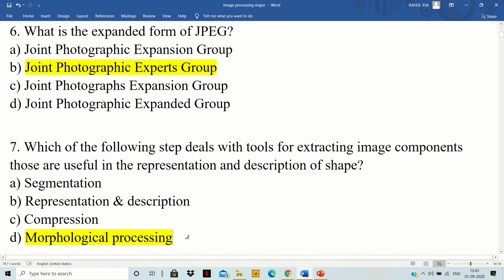Okay, because it is going to deal with tools for extracting. Morphological processing deals with tools for extracting image components that are useful in representation. Some will say that the answer should be B, representation and description. No, they are saying that which deals with tools for extracting image components that are useful in representation and description of shape. So tools which we use for representation and description are morphological processing. So the right answer will be morphological processing.